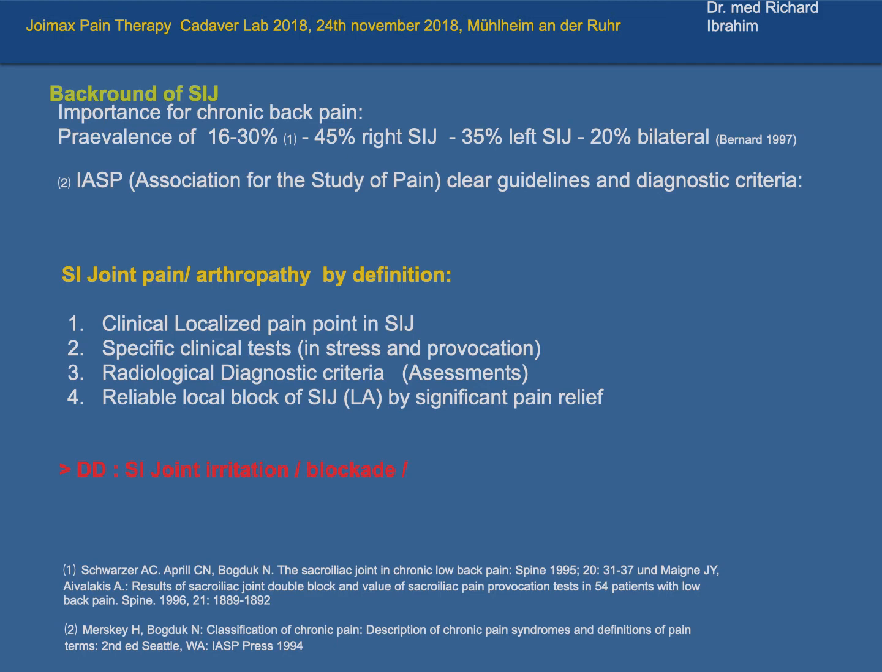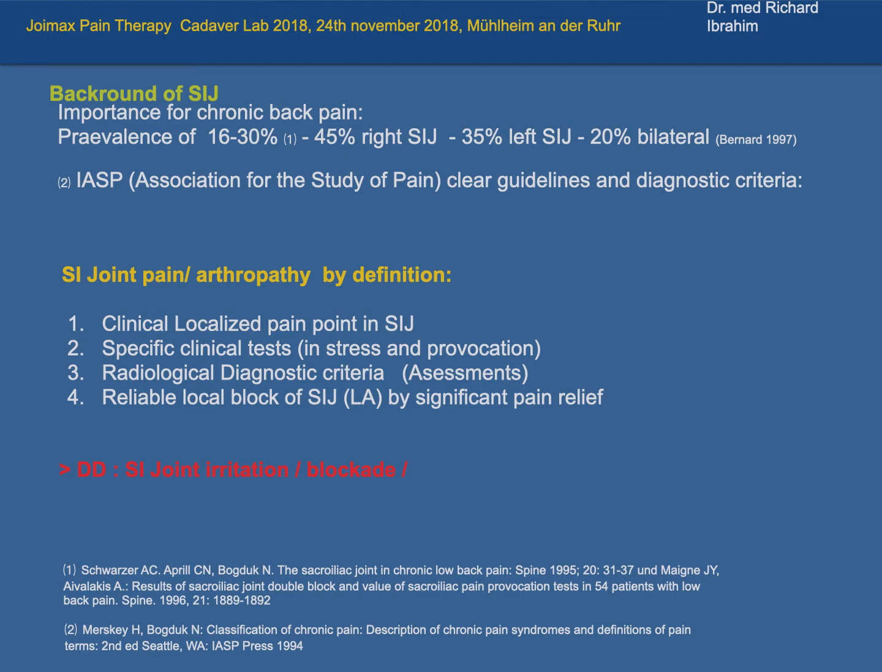SI joint problems. So what is the SI joint pain arthropathy by definition? It's called by the European Pain Society. So we have 4 important topics: the clinical localized pain points in SI joint. You should realize the specific clinical tests. We call this provocation tests, which shows you when you're just doing 3 tests, a positive sign, then you should be nearly clear, more than 90%, that you have a SI joint problem.